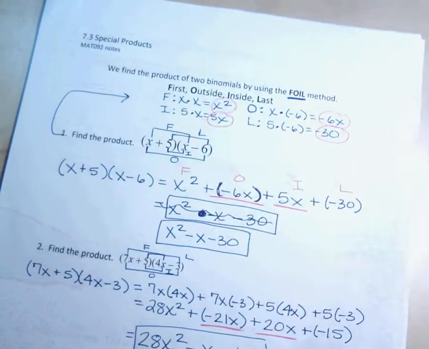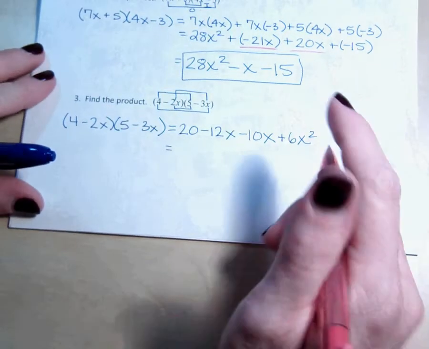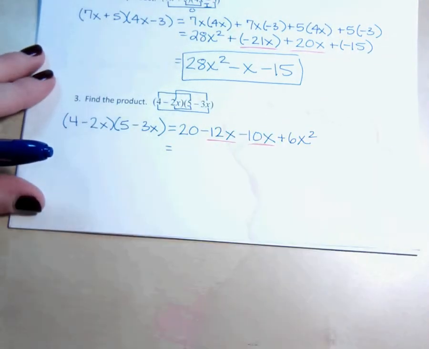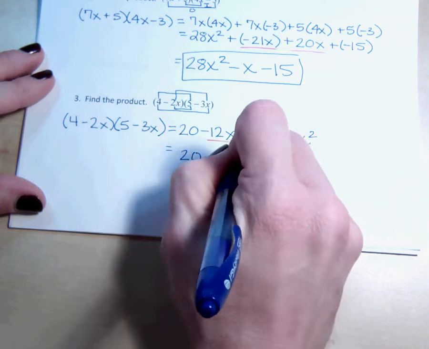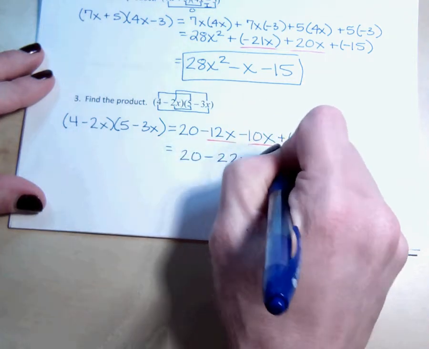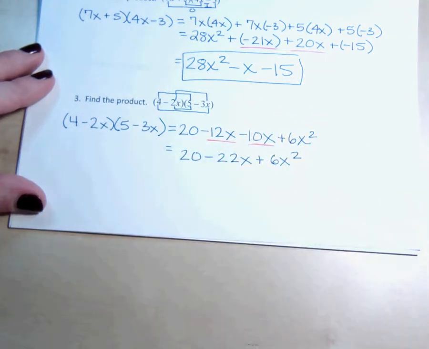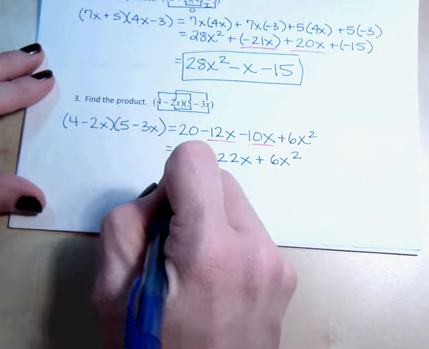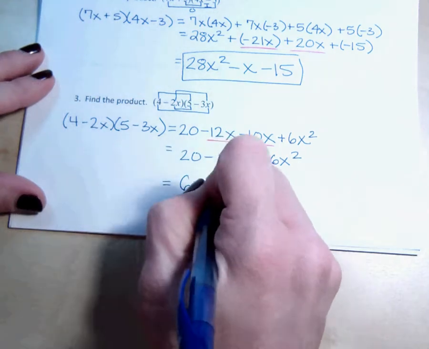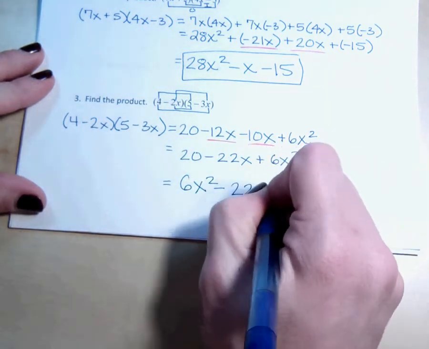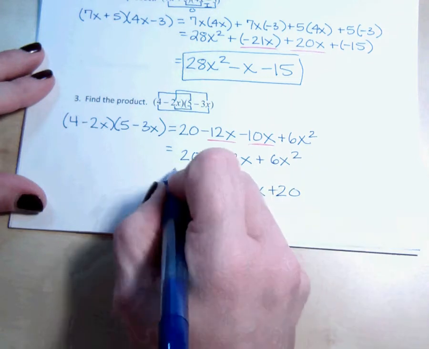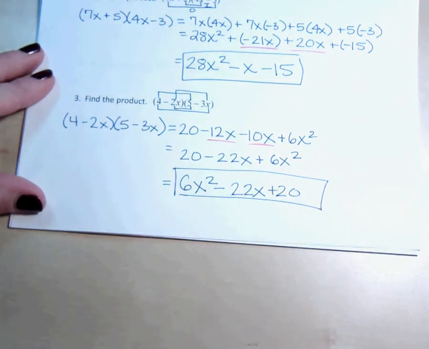Okay, I still combine like terms in the middle. So this is going to give me 20 minus 22x plus 6x squared. But then, of course, we want to have our final answer in standard form, so that means we put the highest exponent first. So our final answer is 6x squared minus 22x plus 20.